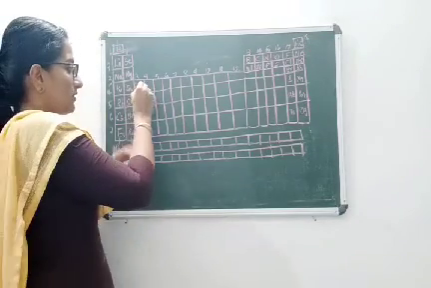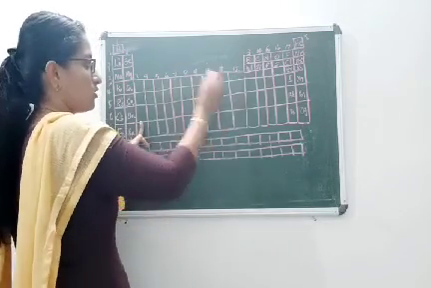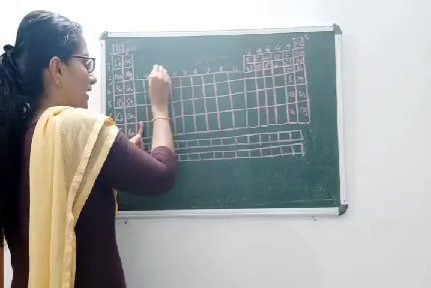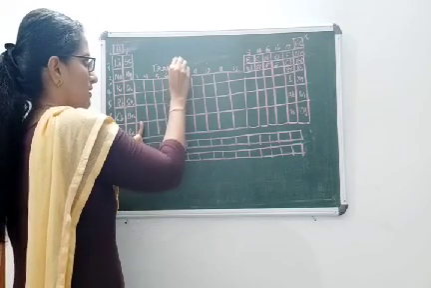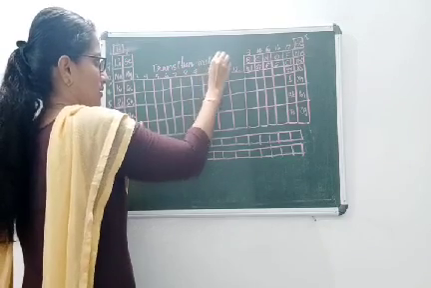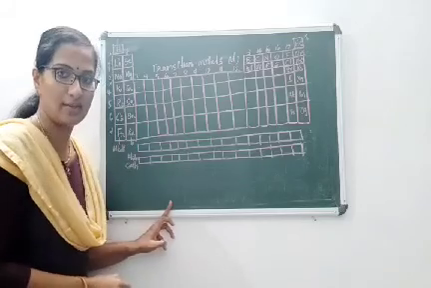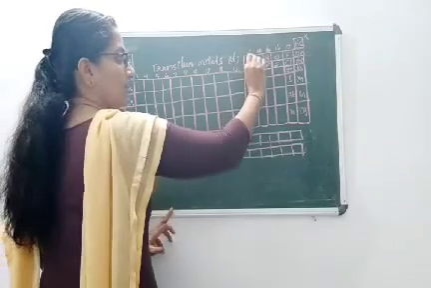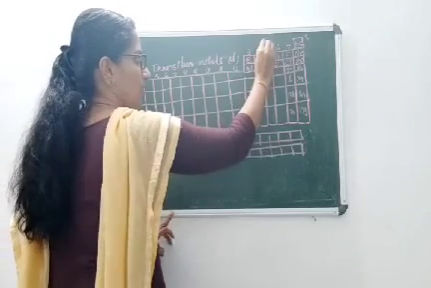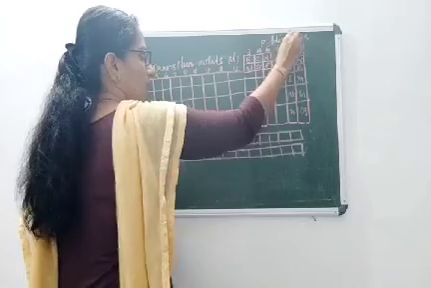Out of this, you can see the groups from 3 to 12, which means a total of 10 groups. These 10 groups are known as transition metals, or D block elements, with a small letter d. The groups from 13 to 18 are known as P block elements.